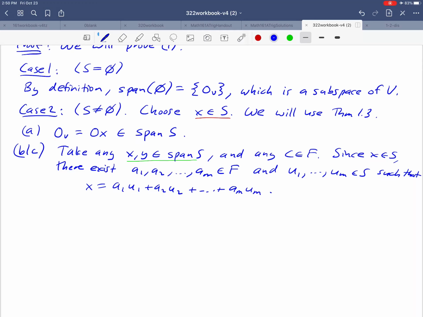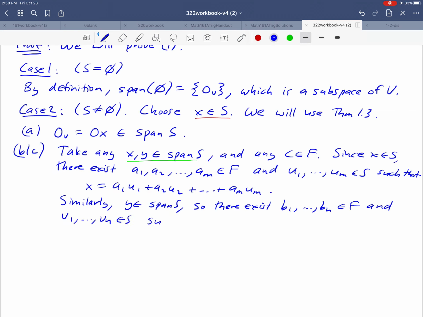Okay, and we can make a similar statement about y. So let's say it this way. Similarly, y is in the span of S. So there exist some other scalars. We'll call them this time b1 through bn. And some other vectors, v1 through vn, so that y is a combination of those vectors, b1 v1 plus b2 v2, all the way up to bn vn.